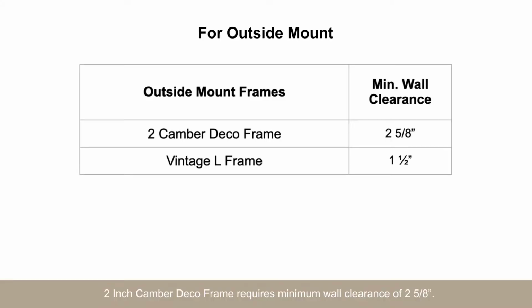For outside mount, 2-inch camber deco frame requires minimum wall clearance of 2 5/8 inches. Vintage L frame requires minimum wall clearance of 1½ inches.